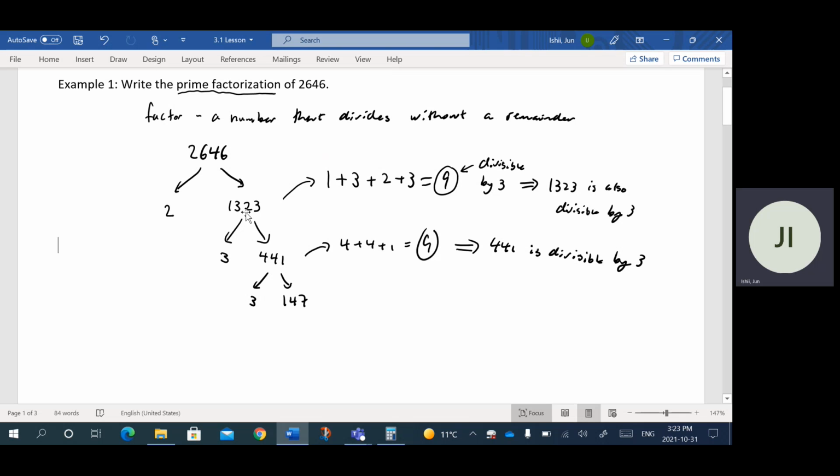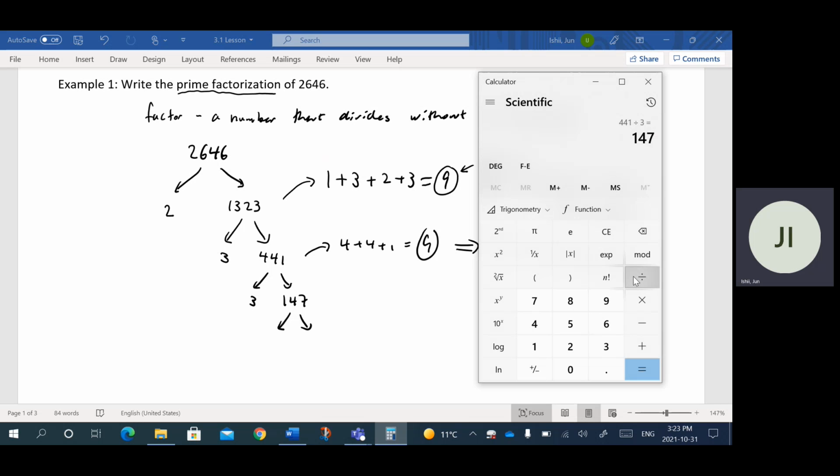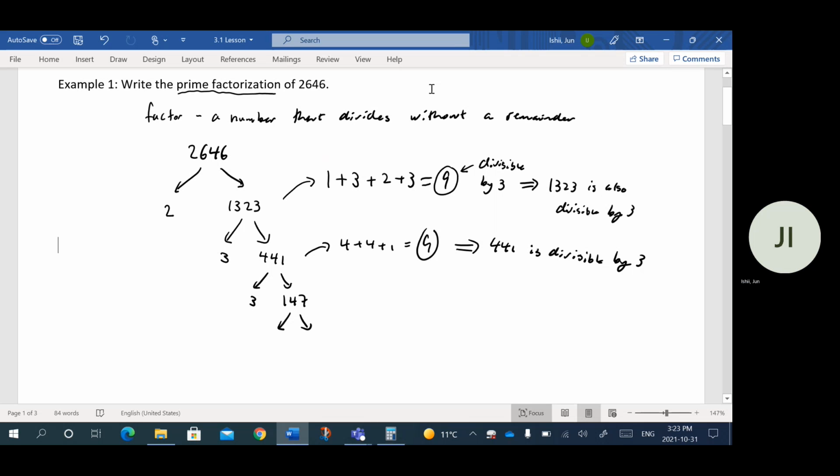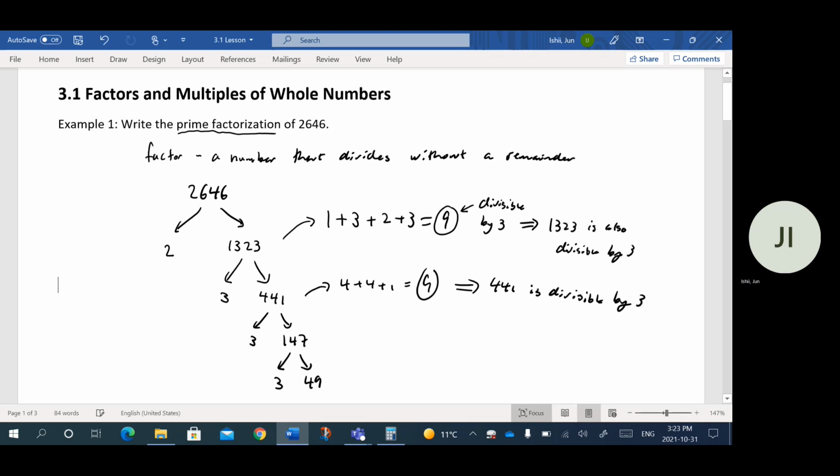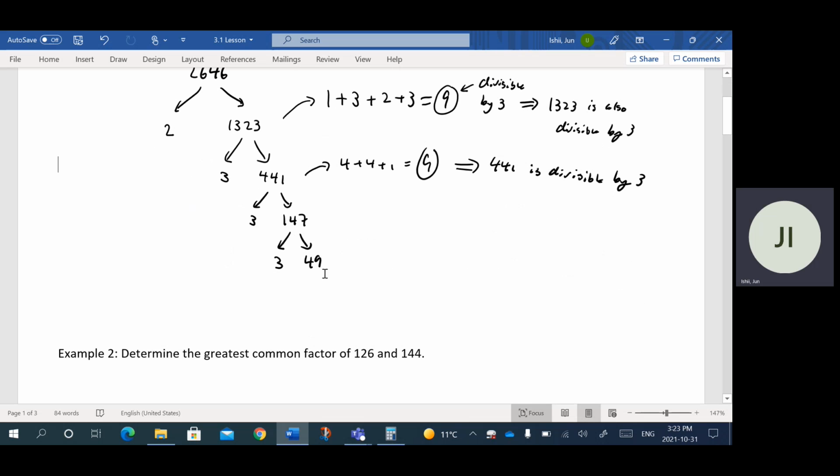All right, so see what I'm doing here? We're just continuing to break this down. The 147: 1 plus 4 is 5, plus 7 is 12. 12 is divisible by 3, so this number is divisible by 3. Divide that by 3, I get 49. So this is 3 times 49. What do I have now? 49: 4 plus 9 is 13. 13 is not divisible by 3, so 49 is not divisible by 3.